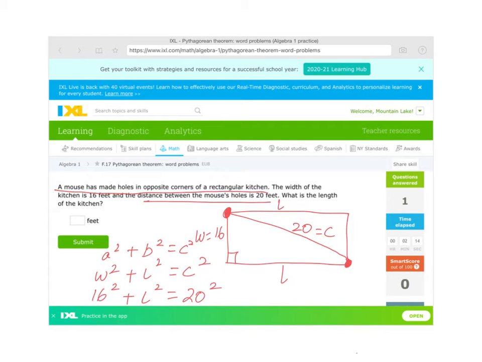So what's 20 squared? 400. What's 16 squared? 256. Now you see, if you remember SAD map, we have an addition. So let's subtract 256. So then we end up getting L squared is equal to 400 minus 256, which is 144. And then we see an exponent. What's the opposite of a square? Square root. So what do you get? L is equal to square root of 144, which gives you 12. So let's plug in 12 in here.